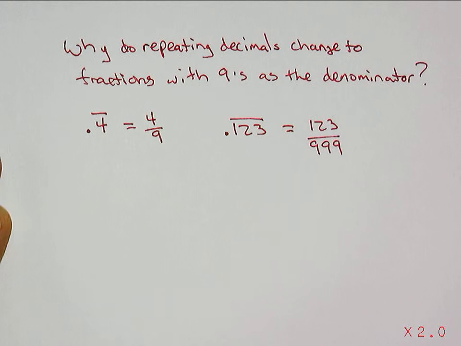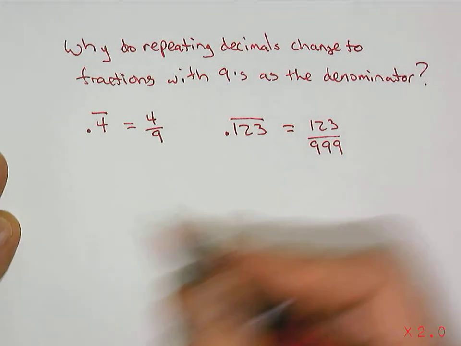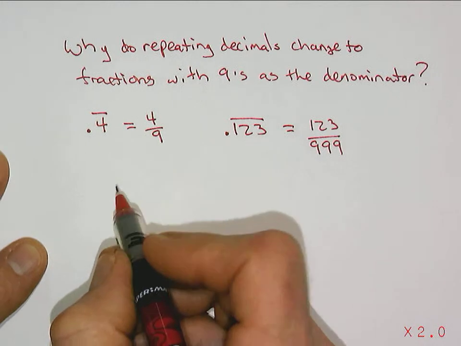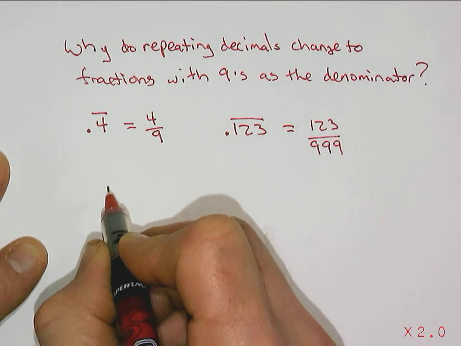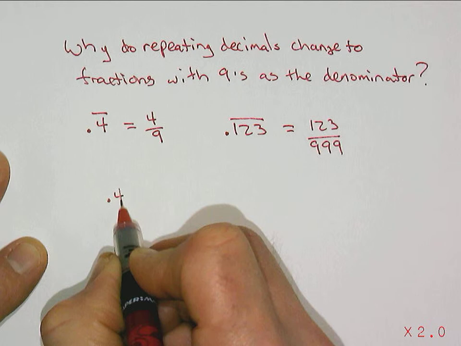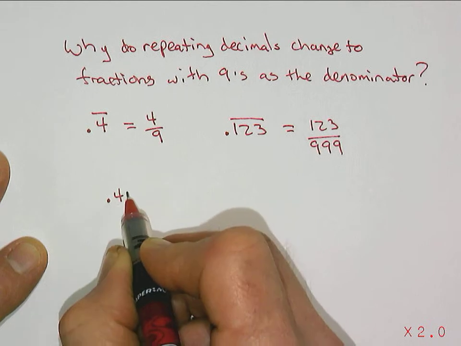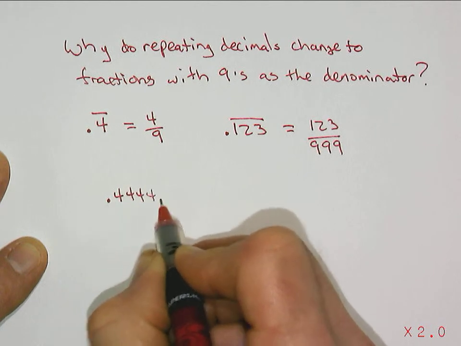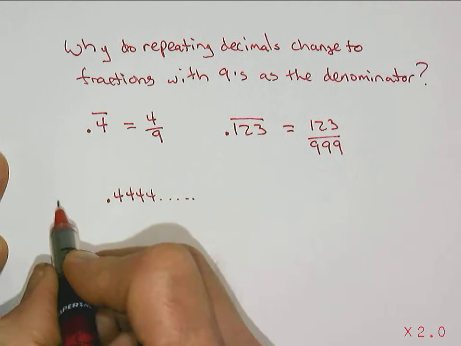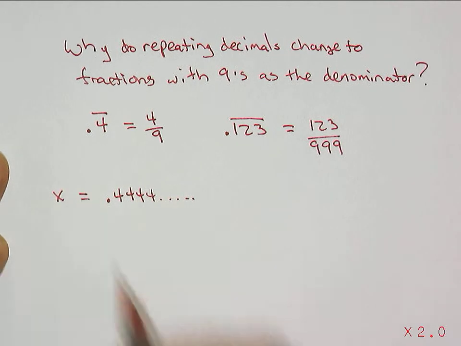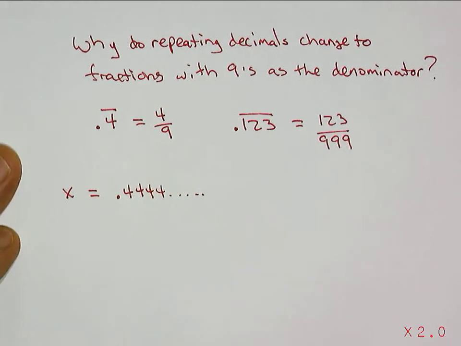So the mathematical or algebraic way of proving this has been done for a long time. If I take the 0.4 repeating, so we assume that this is going to be 0.4 forever, just keeps going as 0.4s, and I call that my x. I'm just going to say that's x.